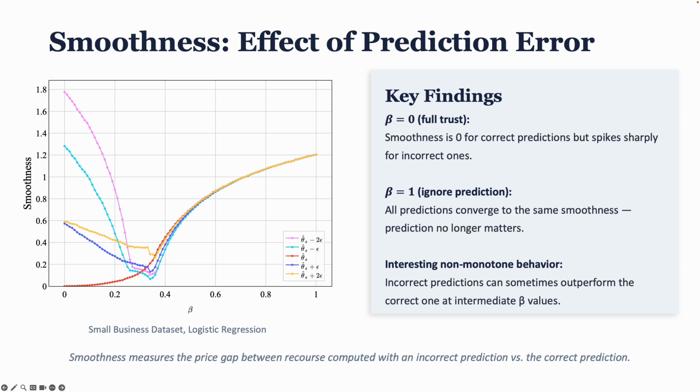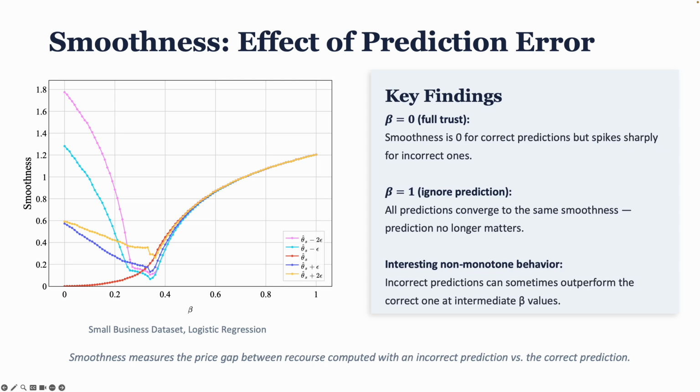So we have 3 observations. At beta equals 0, where we fully trust the prediction, smoothness is 0 for the correct prediction, but spikes sharply for incorrect ones. So there's a high risk in full trust when the prediction is wrong. At beta equals 1, where we completely ignore the prediction, all curves converge to the same smoothness value. So prediction quality no longer matters.